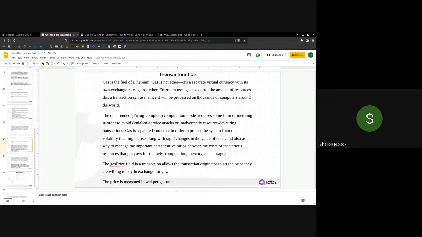So when a user is given that option of setting the gas limit, and the gas price is in ether, you're able to easily determine the amount that you want to set for the gas limit. The price is measured in wei per gas unit.